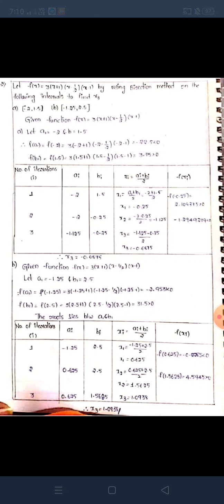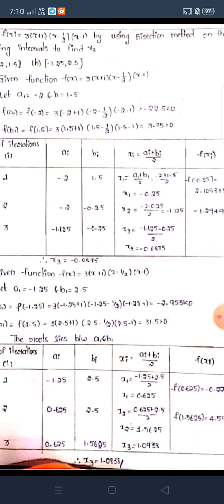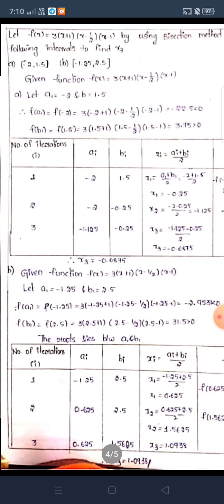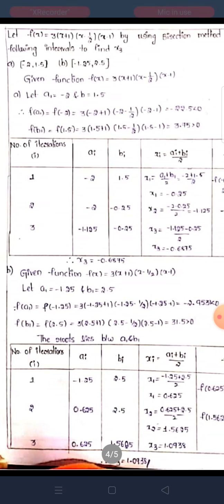Given function f of x is equal to 3 into x plus 1 into x minus 1 by 2 into x minus 1. Part A. Let a1 is equal to minus 2 and b1 is equal to 1.5. Therefore, f of a1 is equal to f of minus 2 is equal to 3 into minus 2 plus 1 into minus 2 minus 1 by 2 into minus 2 minus 1. This is equal to minus 22.5. This is less than 0.